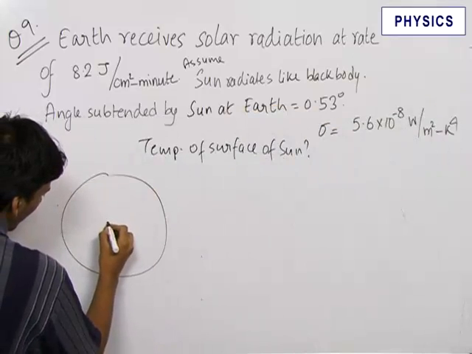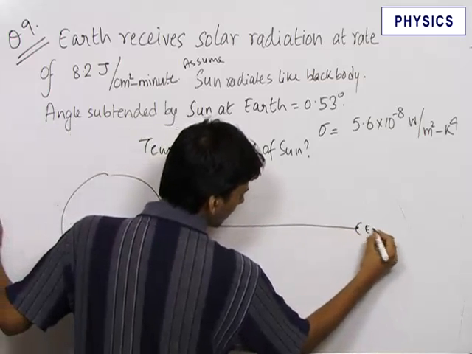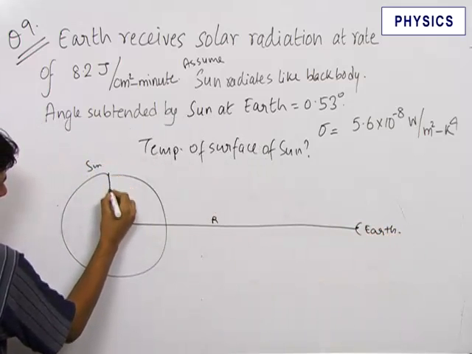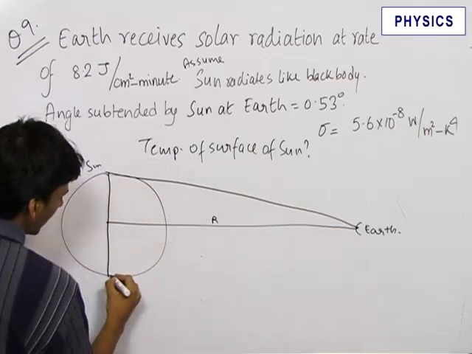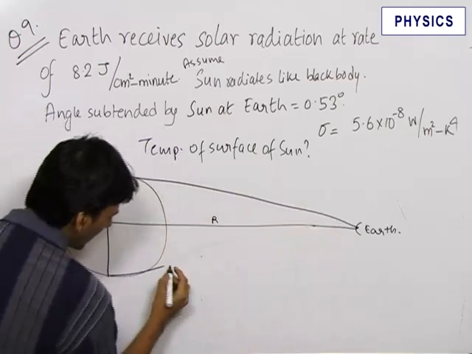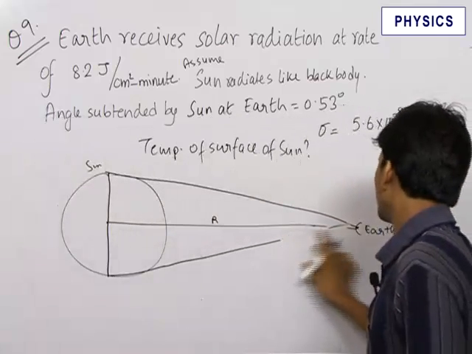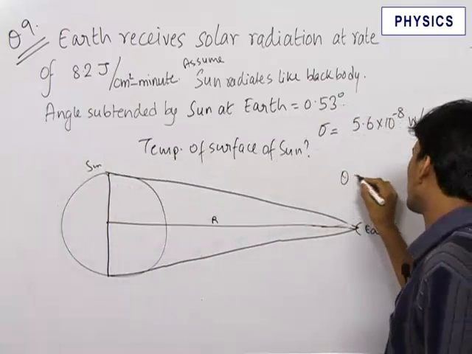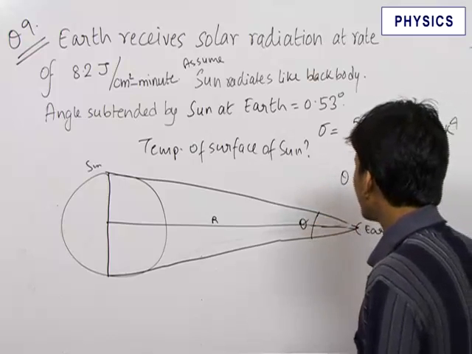This is the sun. At a very far distance r, we have earth. Now it's been given that the angle subtended by the sun at the earth is equal to 0.53 degrees. That is, this angle is equal to 0.53 degrees.